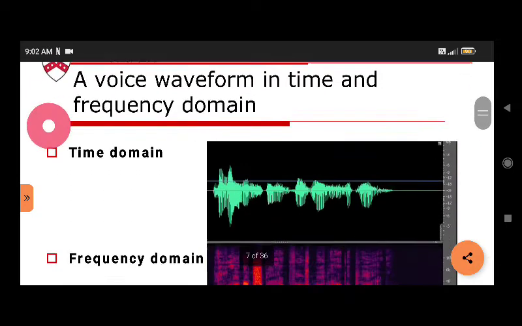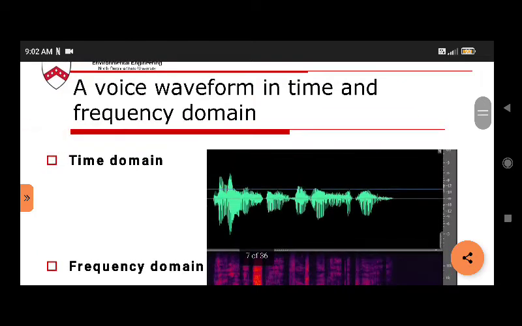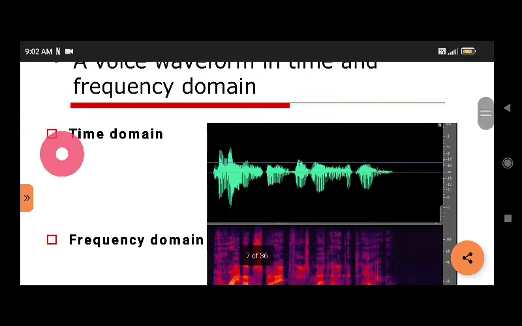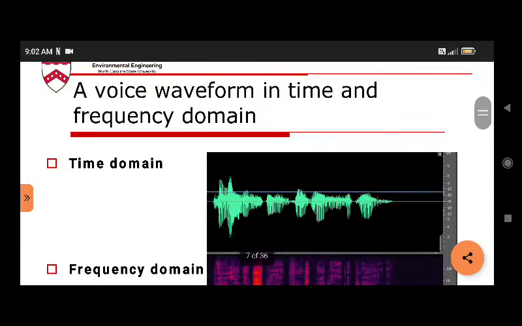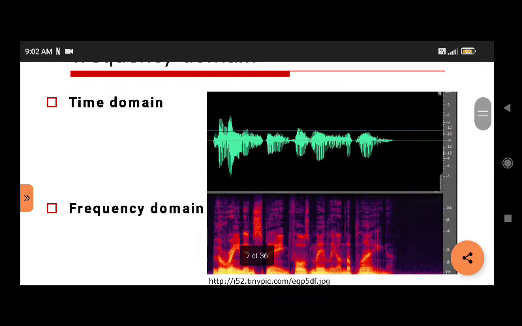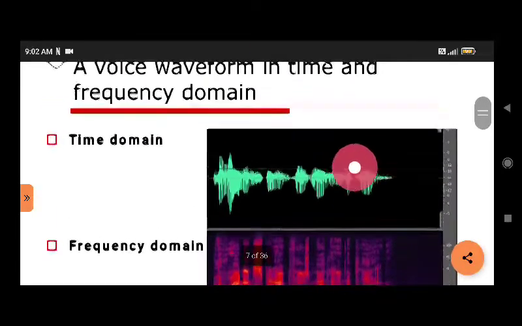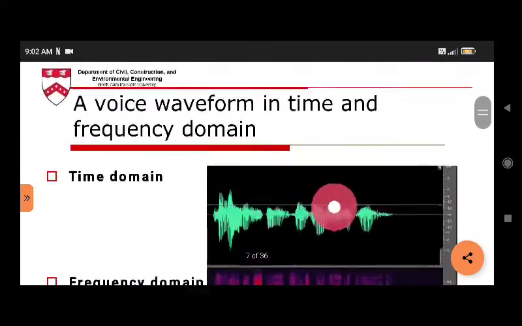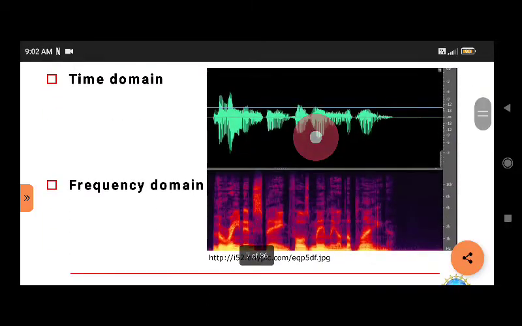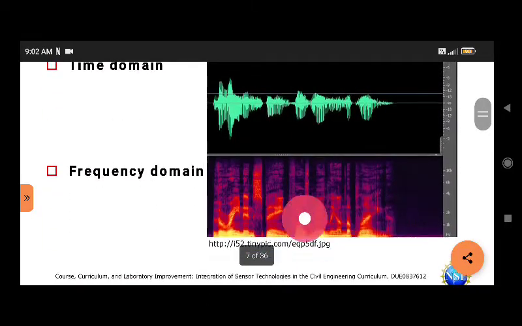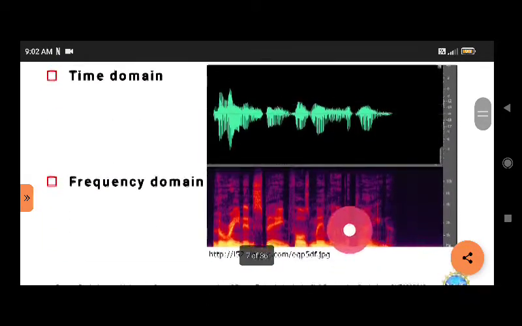Okay, voice waveform in the time and frequency domain. So this is an example. Okay, so see this one, a demo voice waveform is shown. The upper side is the time domain. In the time domain it looks like this, and in the frequency domain it looks like this. Okay, so this is the whole spectrum.